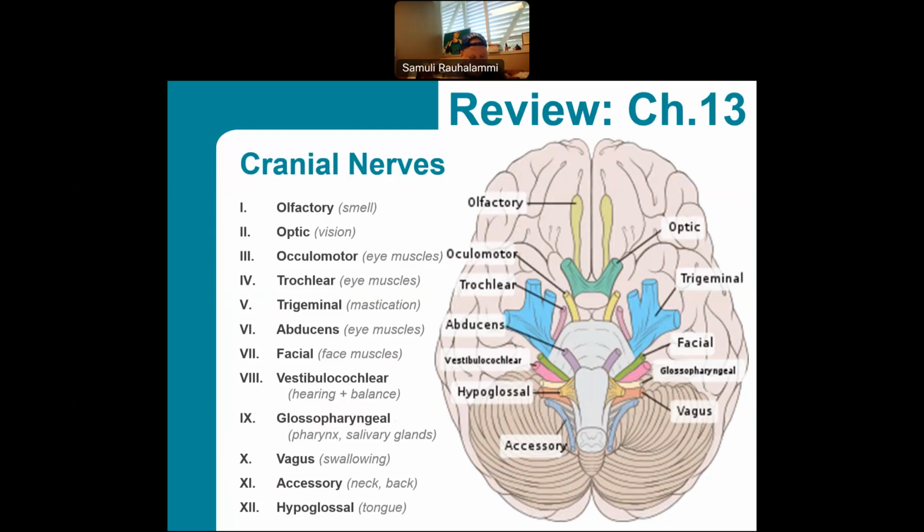We will see our cranial nerve 8, the vestibulocochlear, to do with hearing and balance. Cranial nerve 9, our glossopharyngeal nerve. It controls things like the pharynx, salivary glands, and so on. Our 10th cranial nerve is our vagus nerve. That really controls, for example, things like swallowing. Our 11th cranial nerve is our accessory nerve, which deals with muscles of the neck and back. And finally, the 12th cranial nerve is our hypoglossal nerve, controlling our tongue.